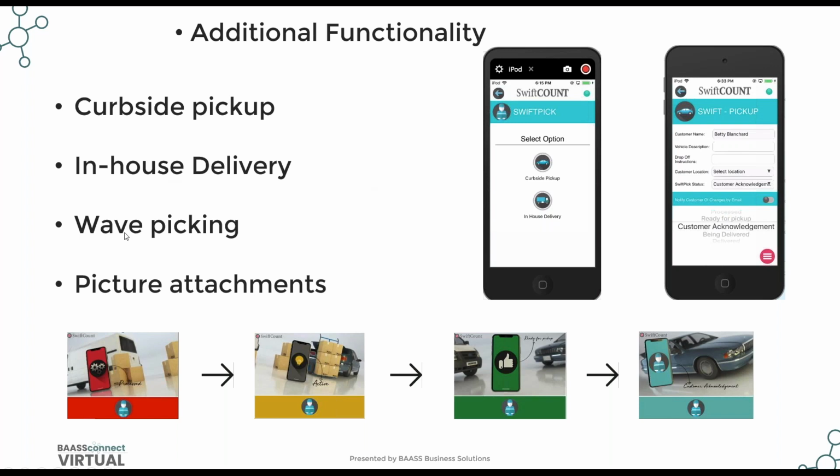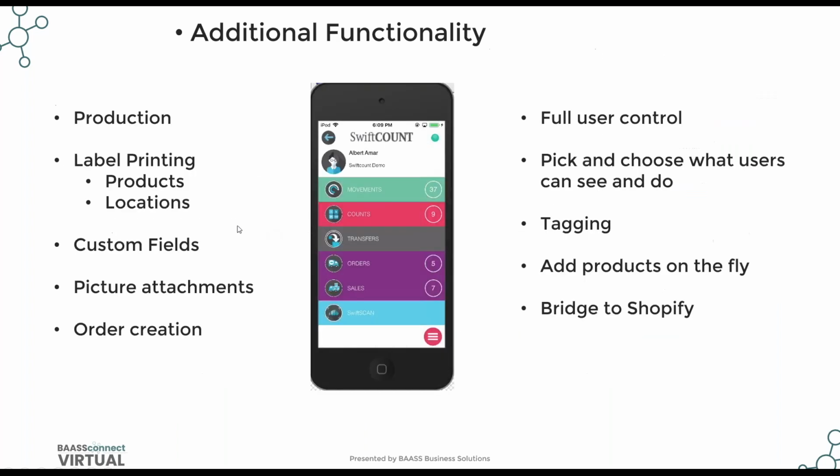We have more advanced functionality, such as wave picking, if you're doing multiple orders at once. You can attach pictures both to the shipments and to the products. We do production, we print labels, we have custom fields. There's a whole bunch of things that we do.